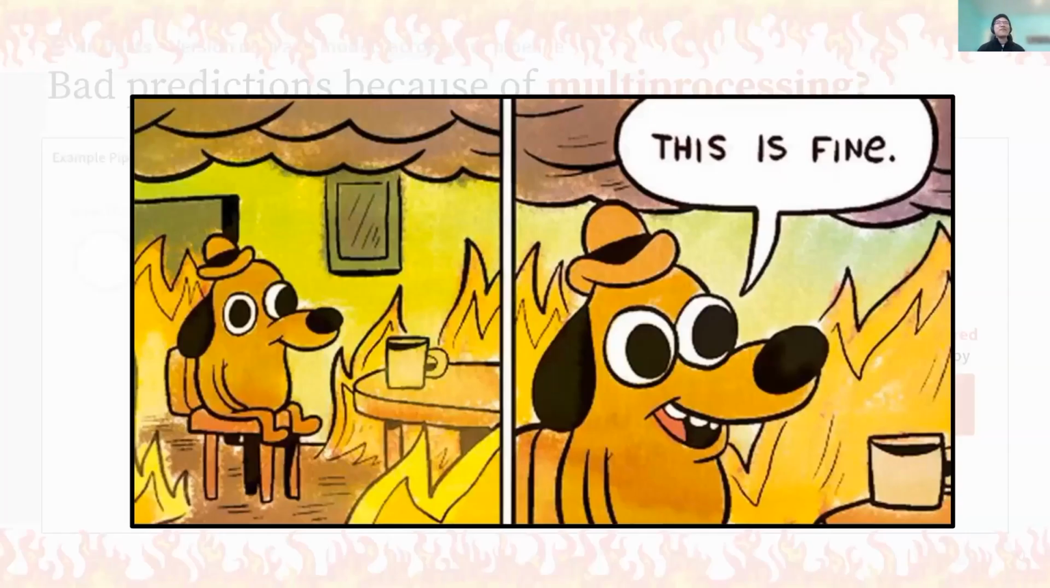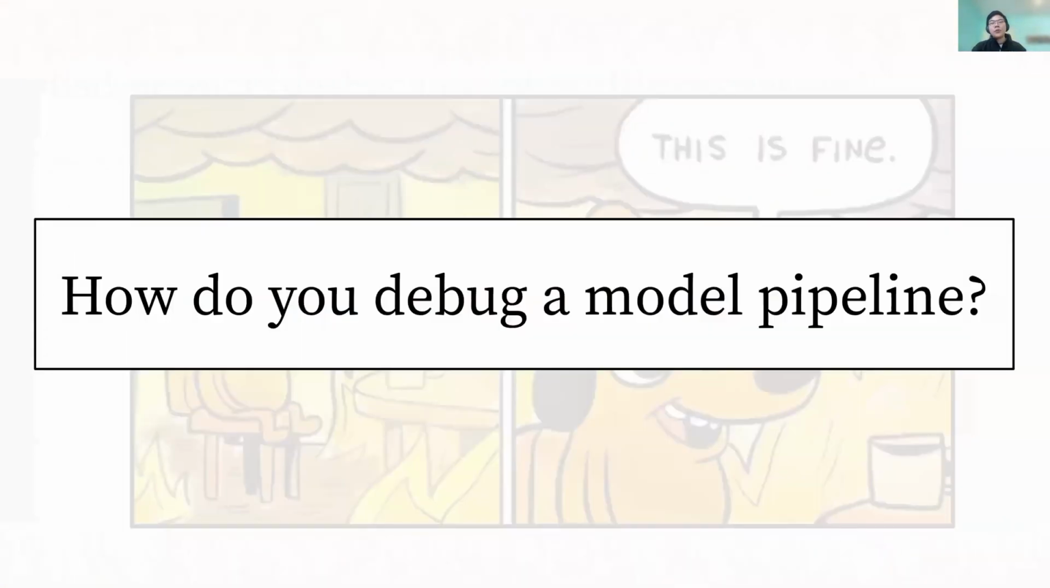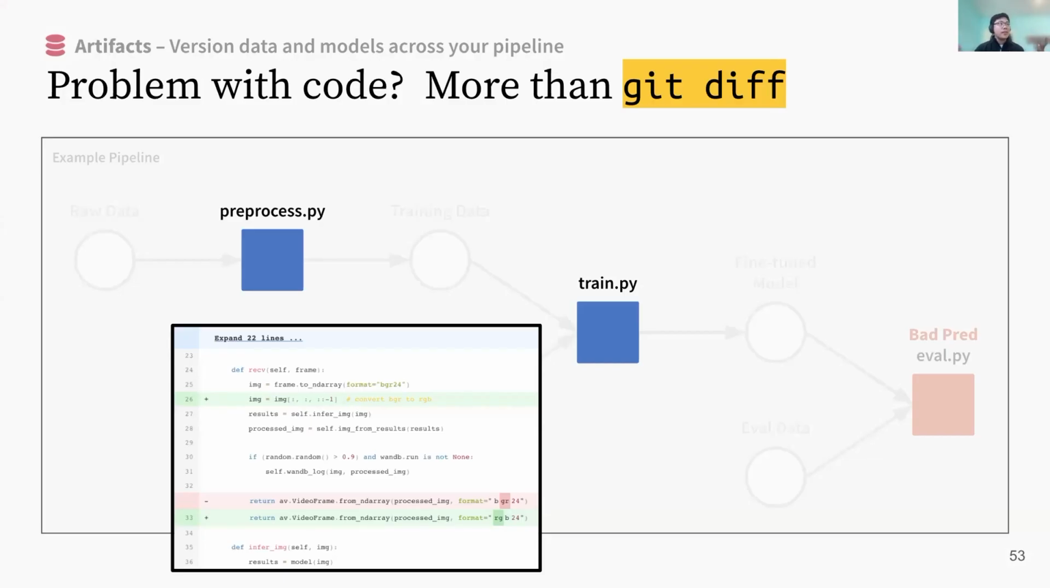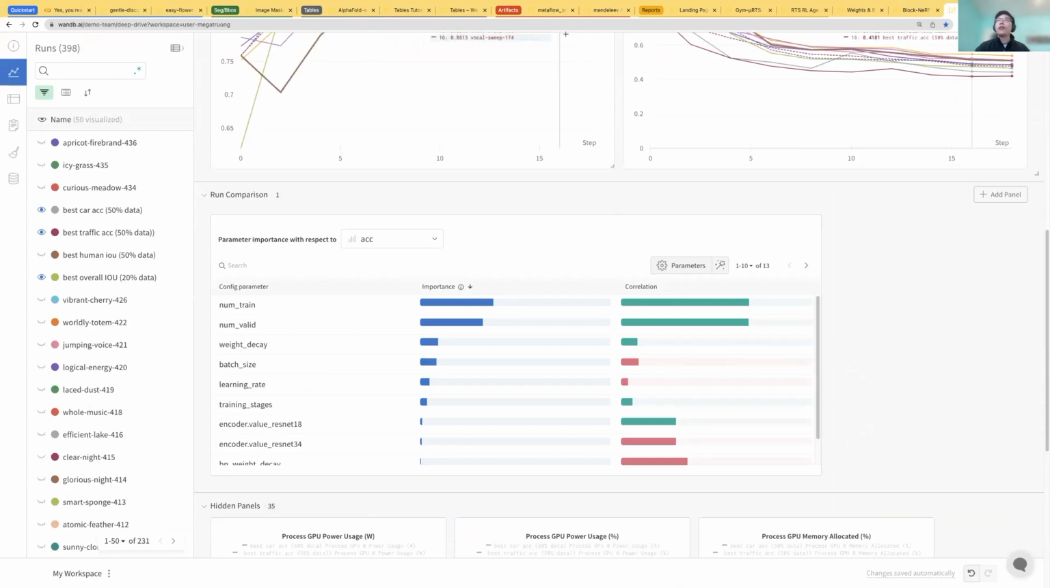Again, the more pain tolerant among us might say, this is fine. This is part of the ML process. But again, I say there's got to be a better way, right? And so the question basically boils down to how do you debug a model pipeline? There are a couple ways to do this. One, you could check the code. We have tools for this already. You can git diff and then see what lines of code changed and whether those things caused the bad downstream effects. That's one way. In Weights and Biases, you can actually go a little bit further.